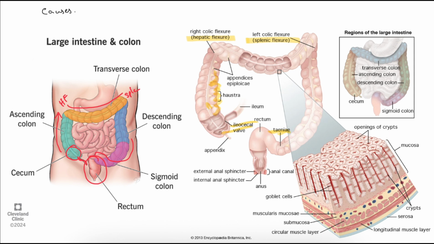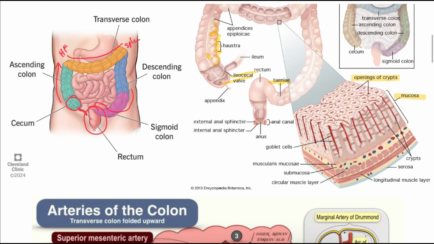If you look at the histological structure of the large intestine, you can see a large number of openings of crypts, which help with absorption. Okay, and we can see many goblet cells and mucosal cells and crypts. We can also see longitudinal and transverse muscle layers. Okay, so these are the main things.